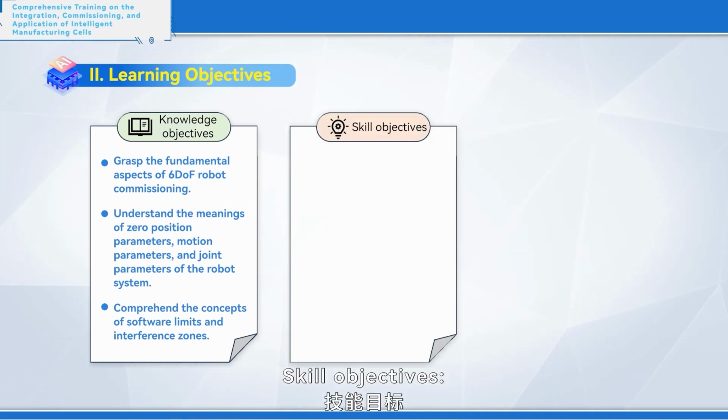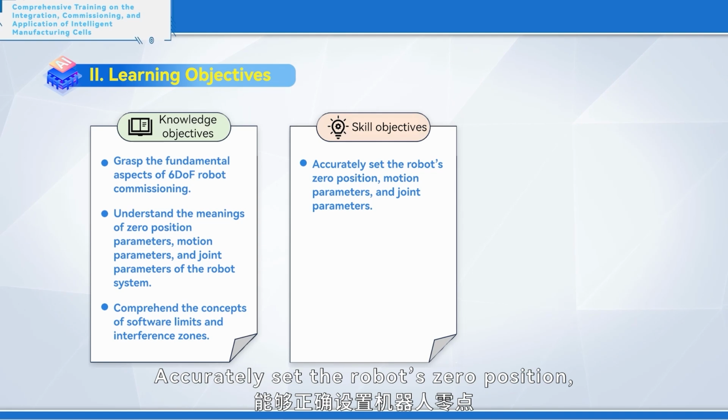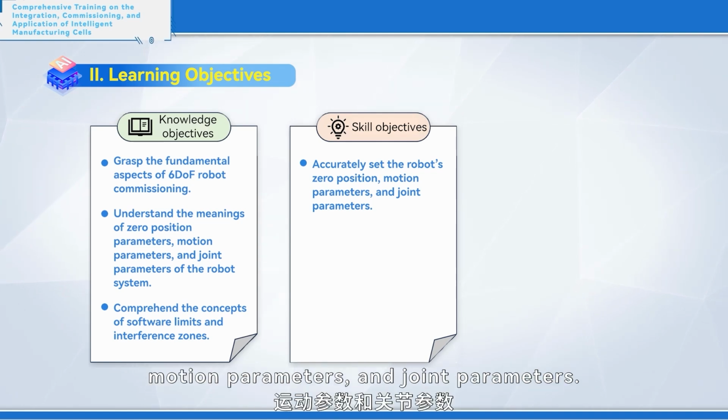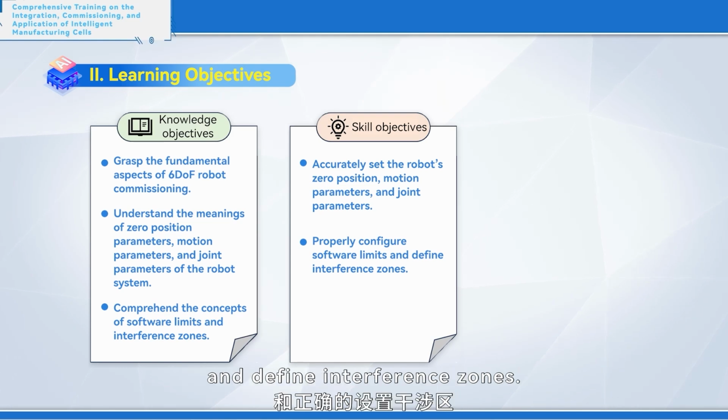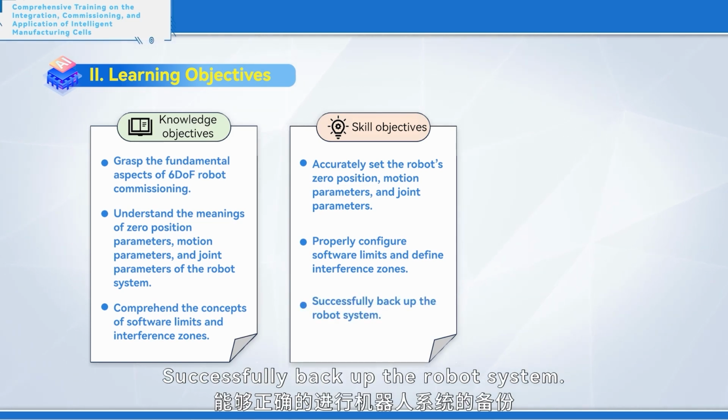Skill Objectives. Accurately set the robot's zero position, motion parameters, and joint parameters. Properly configure software limits and define interference zones. Successfully back up the robot system.